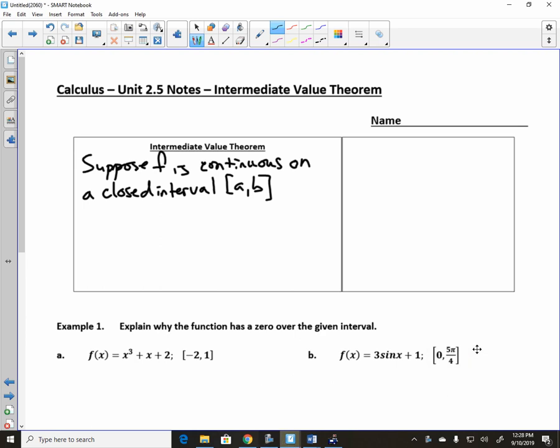Okay, here we are. Today's a really good day: the intermediate value theorem. You're going to need to know this without a doubt for the course, as well as for the test and the AP exam. It starts out by saying this: suppose f is continuous on a closed interval [A, B]. What does that mean?